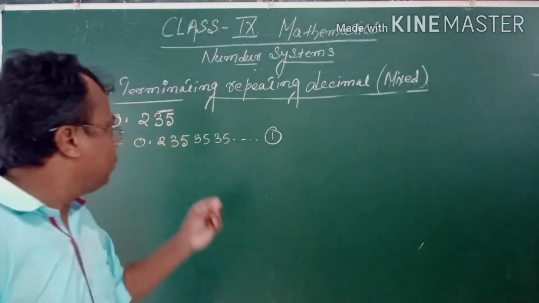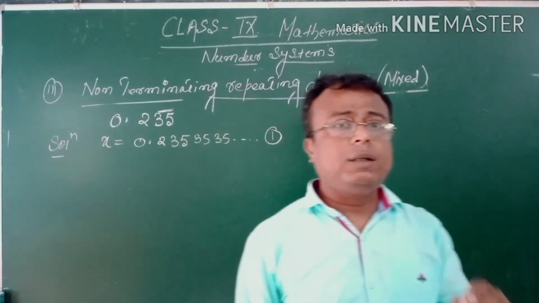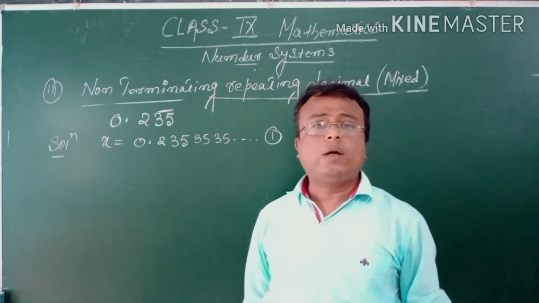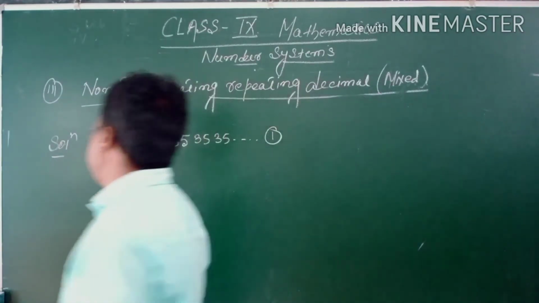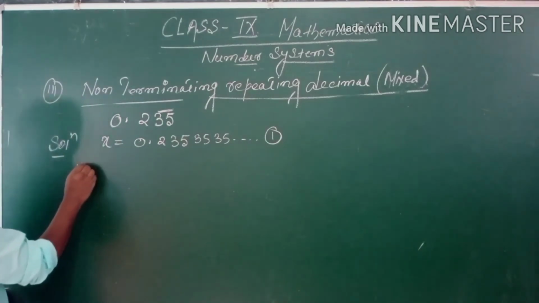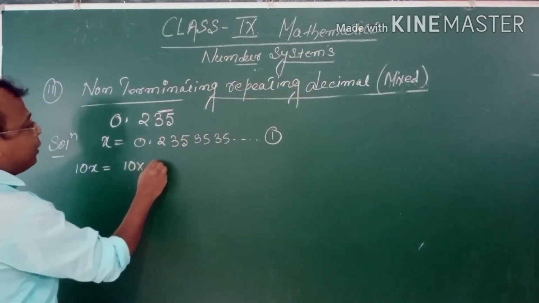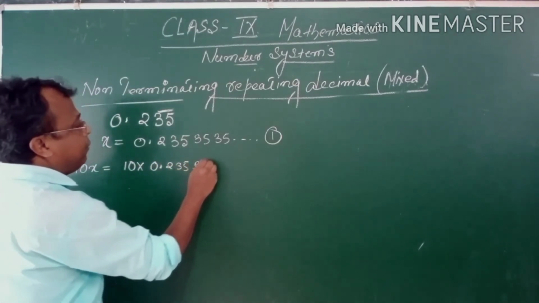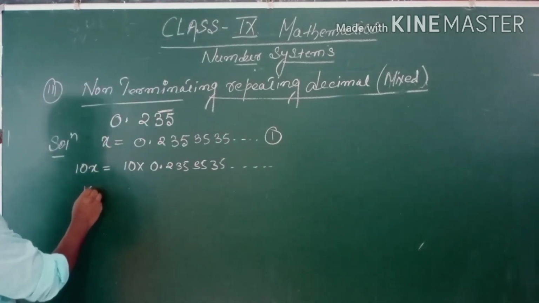Here you see which digit is not repeating. The 2 is not repeating here. That's why only one digit, so you multiply equation number 1 by 10. So I multiply now. So 10 into x, 10x is equal to 10 into 0.235 bar.